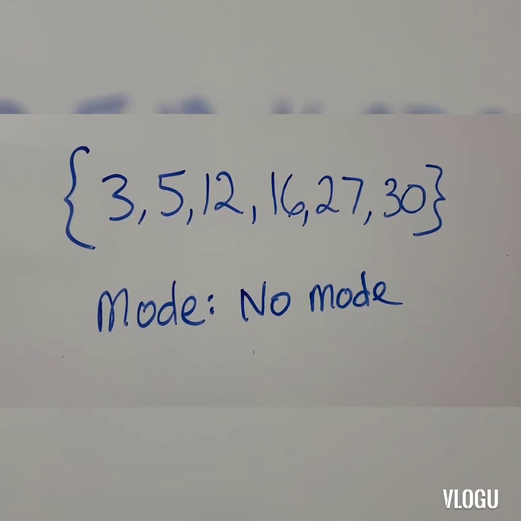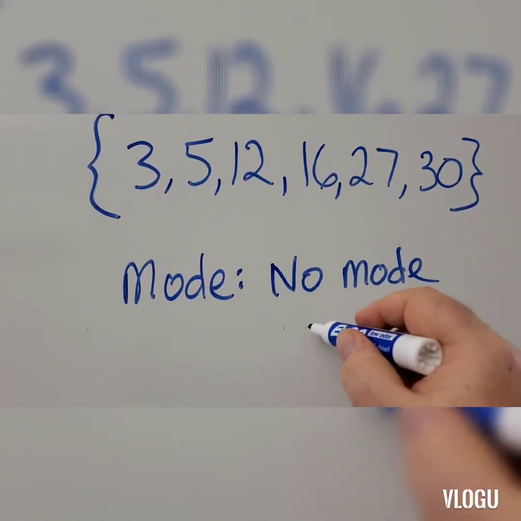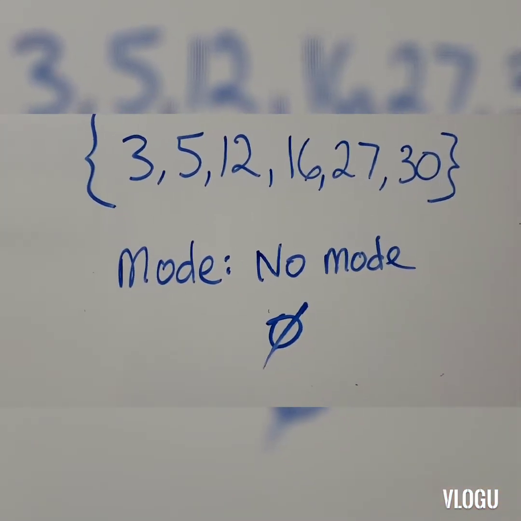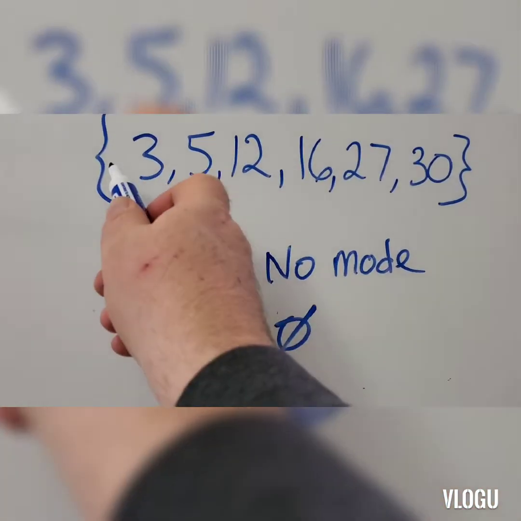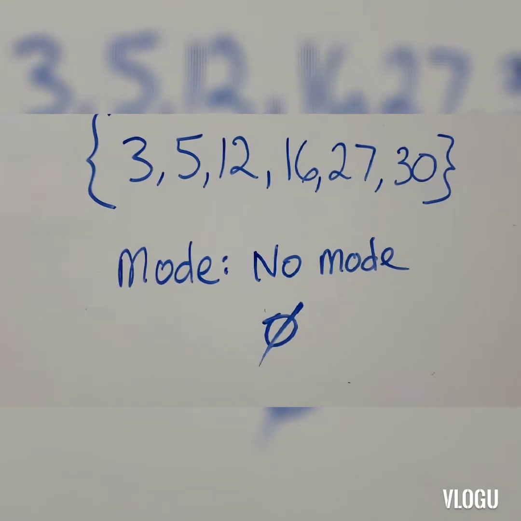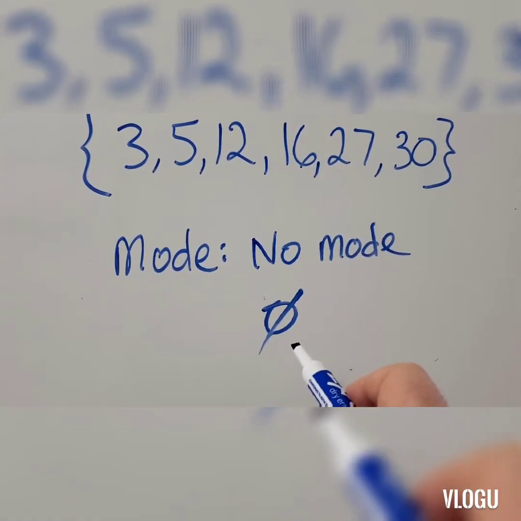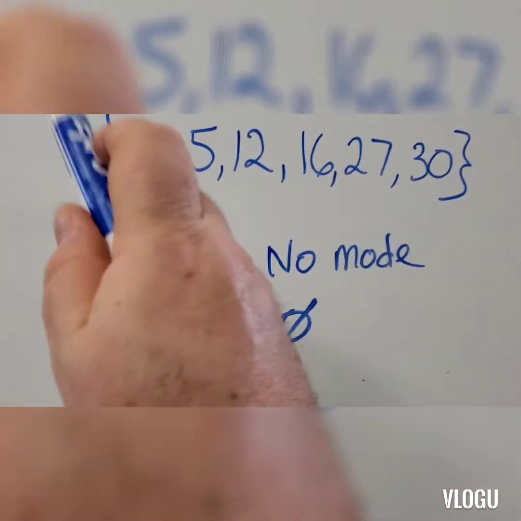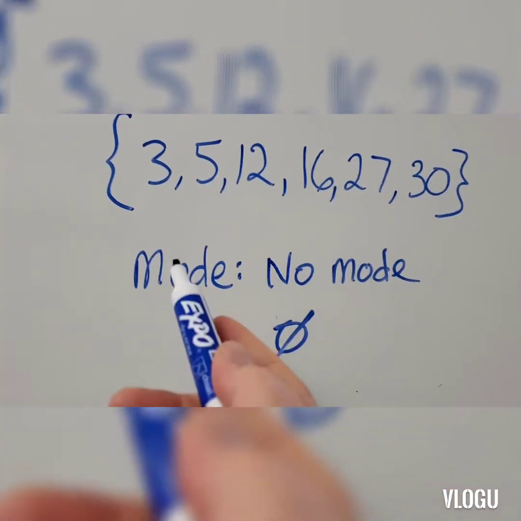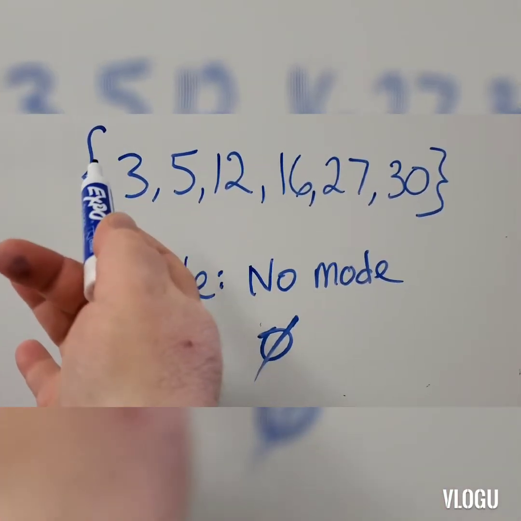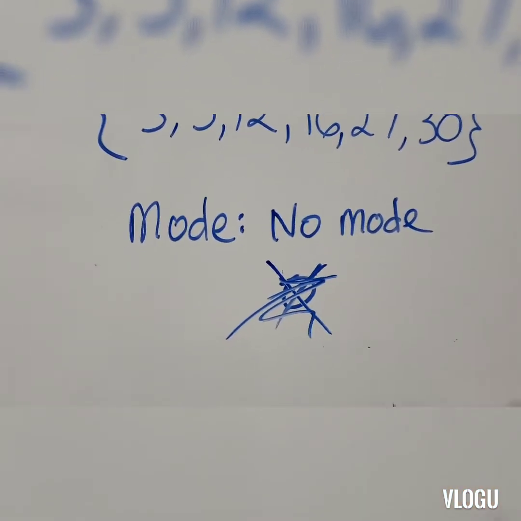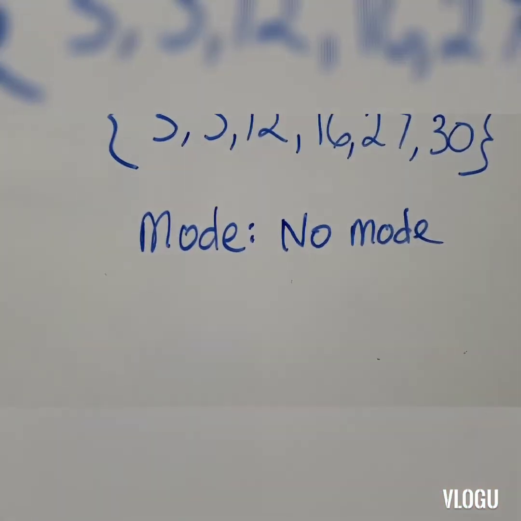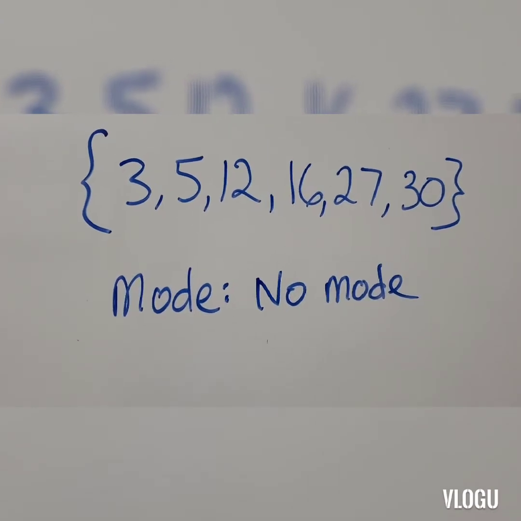Now, pay attention that I don't say the mode is 0. I don't say that there's a 0 mode because 0 could actually be in the number set. So if you're saying the mode is 0, you're saying that 0 repeats the most. This particular number set doesn't even have the number 0, so 0 cannot be an answer. Write out no mode.